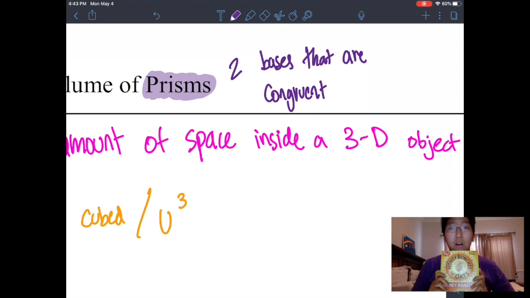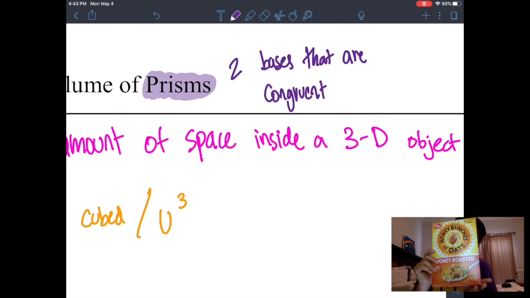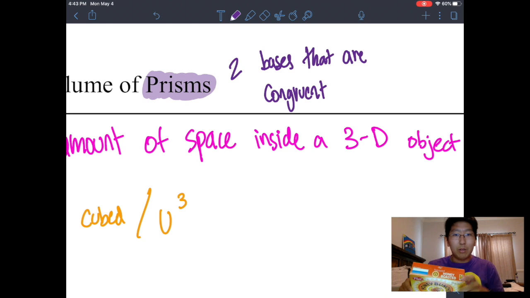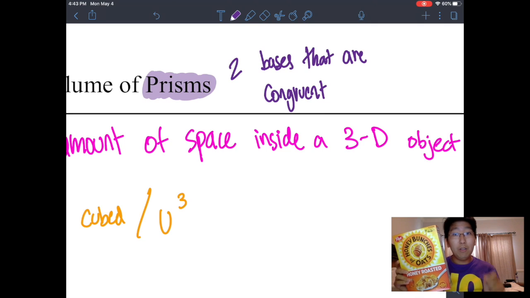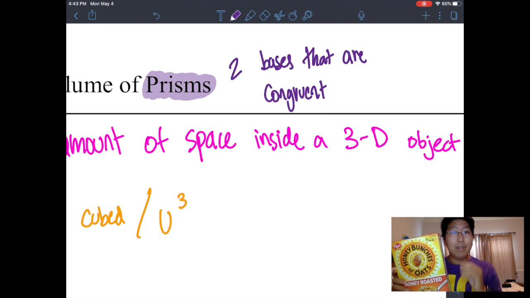My favorite, cereal boxes. Are they congruent? If the base is up here and down here, are those two shapes congruent? The answer is yes. We can say that this shape right here is the same as this. Now, if we have two bases that are congruent, or the same, we can find the volume.